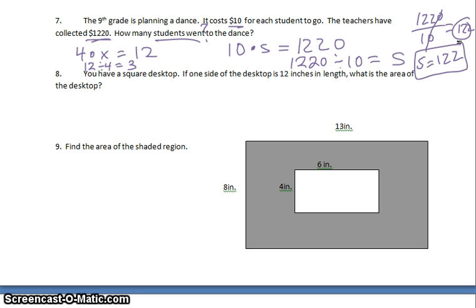Alright, number 8, you have a square desktop. If one side of the desktop is 12 inches in length, what is the area of the desktop? So we have a desktop, and it's a square. That's a terrible square. Yikes. Okay, so let's make my square desktop. That's a little better. And one side is 12. Well, what do we know about a square? Squares, all the sides are the same, right? So if one side is 12, the other side is 12. How do we find area? Well, we do 12 times 12. And we get 144 inches squared.